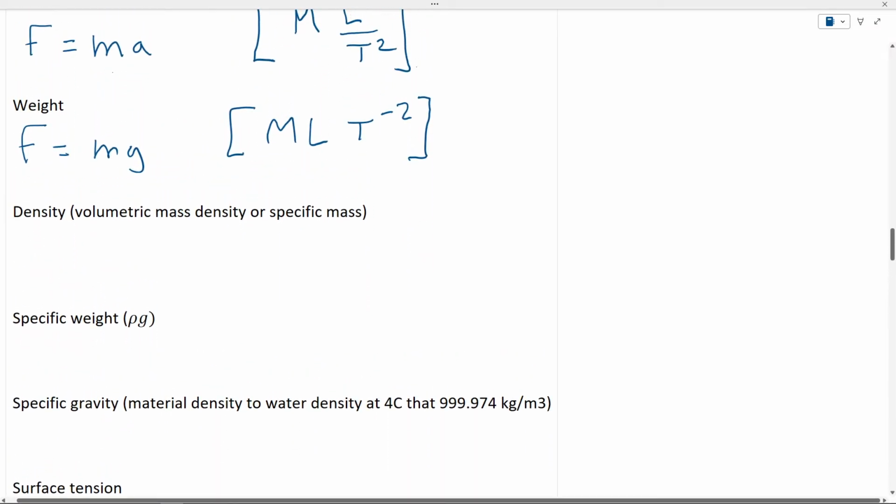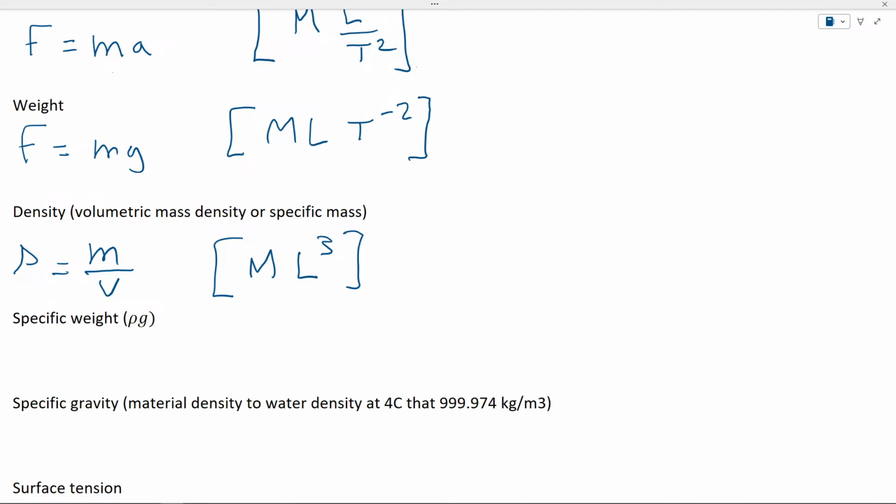Density, volumetric mass density. Density, rho, is equal to mass over volume. So what is the dimension of this? Mass is mass, and volume is length cubed. So the dimension of density is mass and L cubed, m L minus 3.